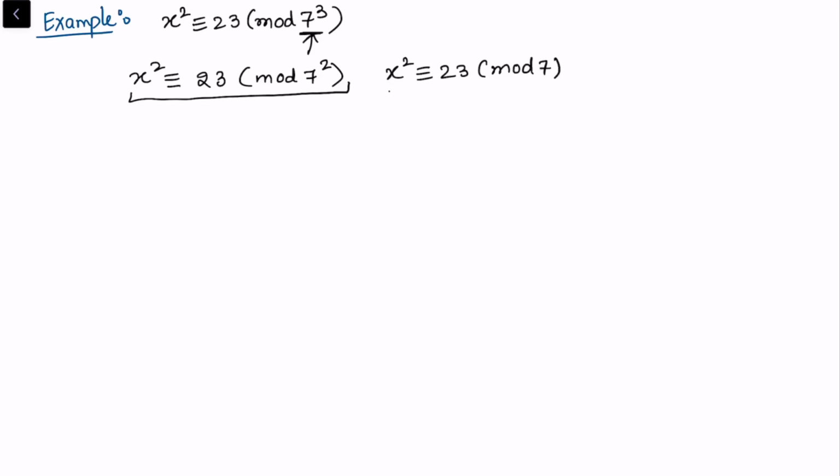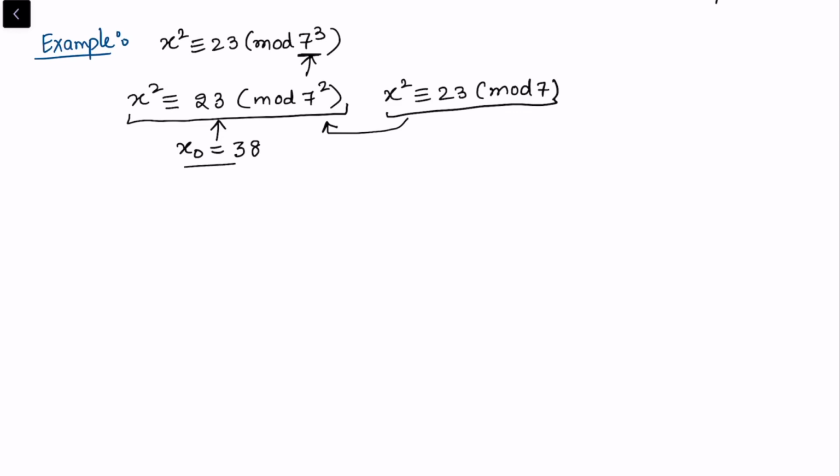So from the previous example I already know the solution in this case, and hence I have found the solution for this case. So keeping in mind the previous example, I can start the solution with x naught equal to 38 for this congruence. First I will use this x naught to find the value for b. This means x naught square is equal to a plus b into p to the power k. This power k should be taken 1 less than in this case.